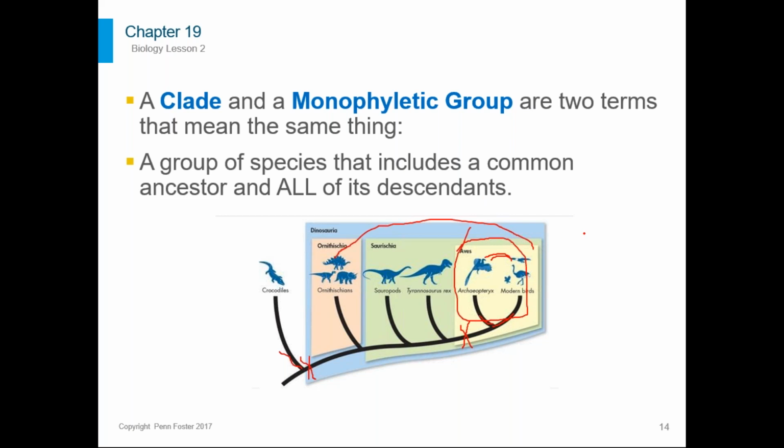So a clade can be any size. It can contain things that are really closely related or things that are more distantly related, but these are the important parts of it. It's the group of species that includes a common ancestor species and all of the descendants of it.